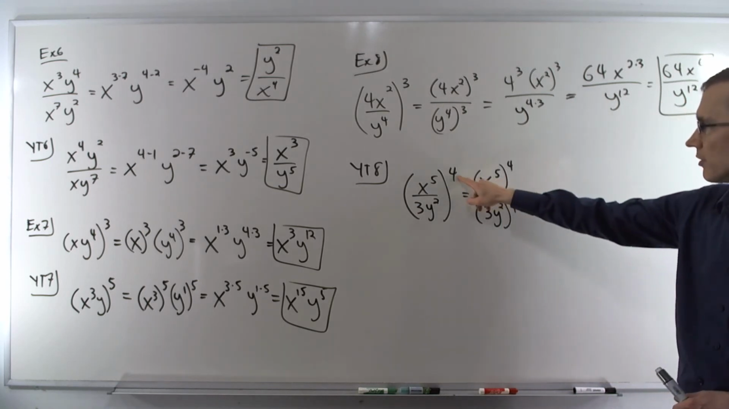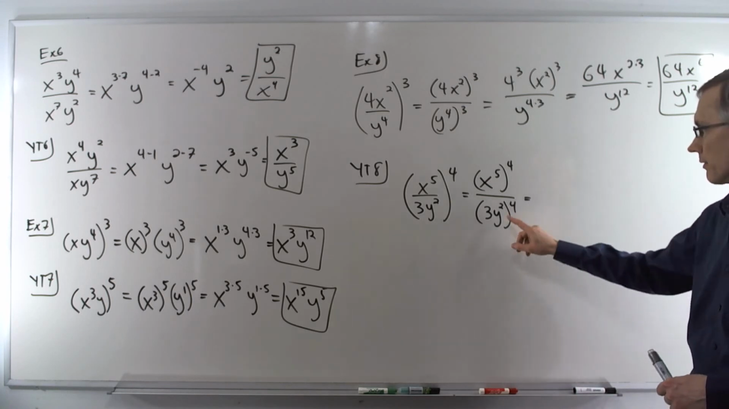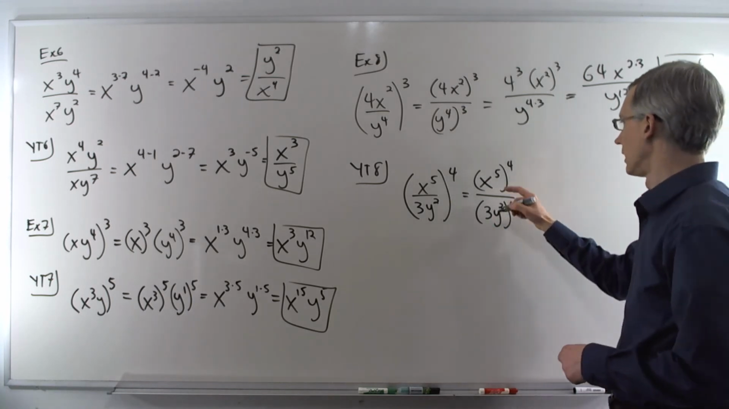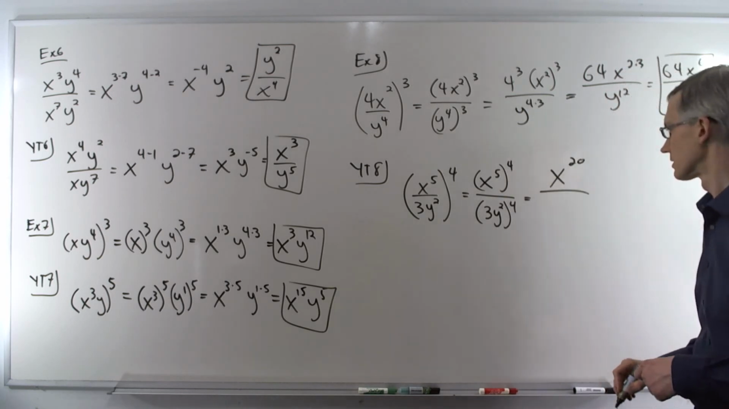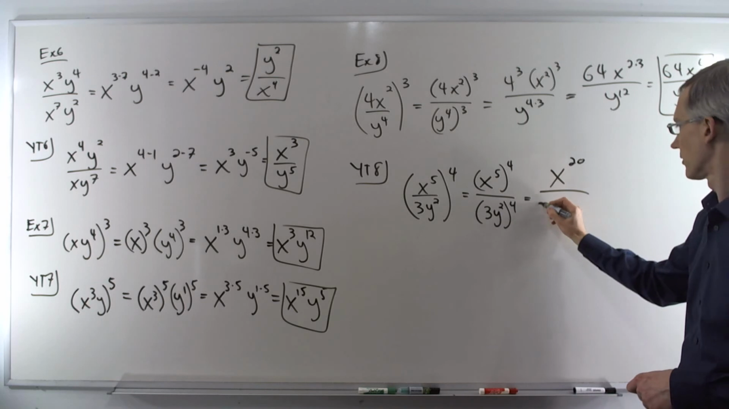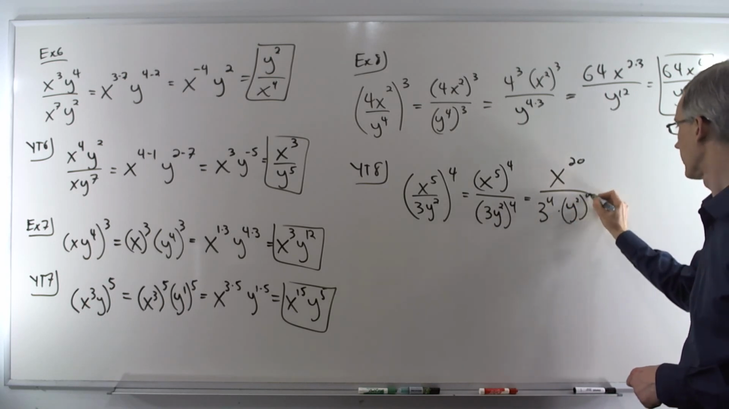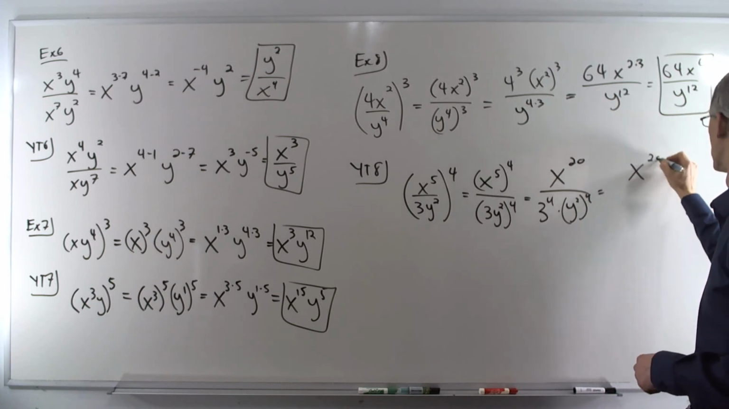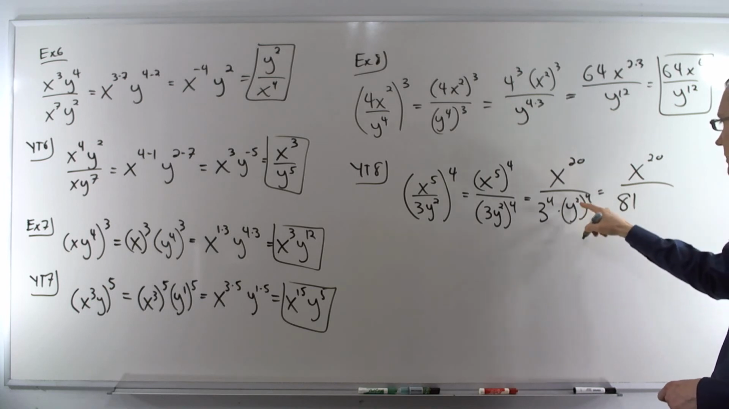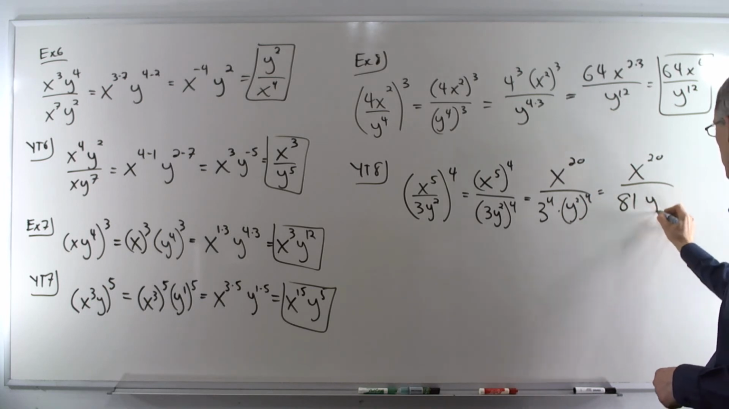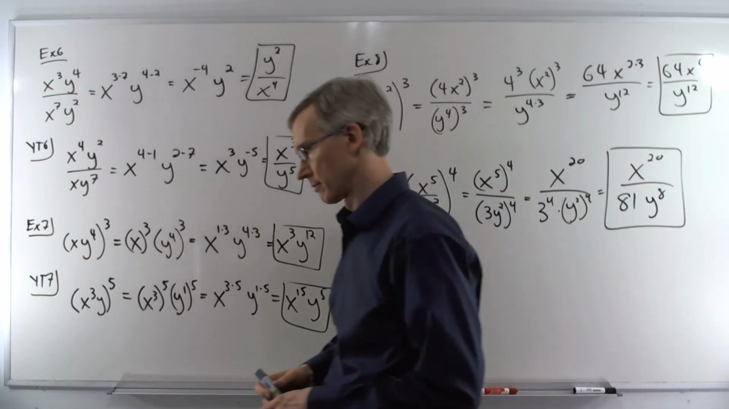So to apply the 4 to the numerator and the denominator, now we can apply it to both things on the bottom here. And x to the 5th to the 4th, that's going to be x to the 20th. So a little more concise way of doing it this way. 3 to the 4th times y squared to the 4th. That gives us x to the 20th, or 3 to the 4th is 81, and y squared to the 4th, 2 times 4 is 8, so that is y to the 8th power. X to the 20th over 81, y to the 8th power.